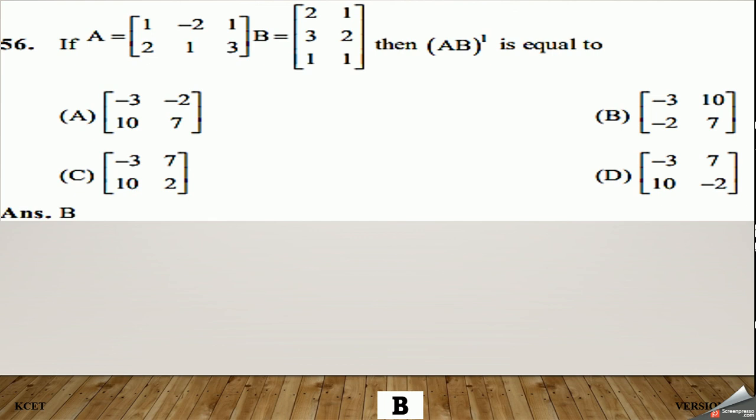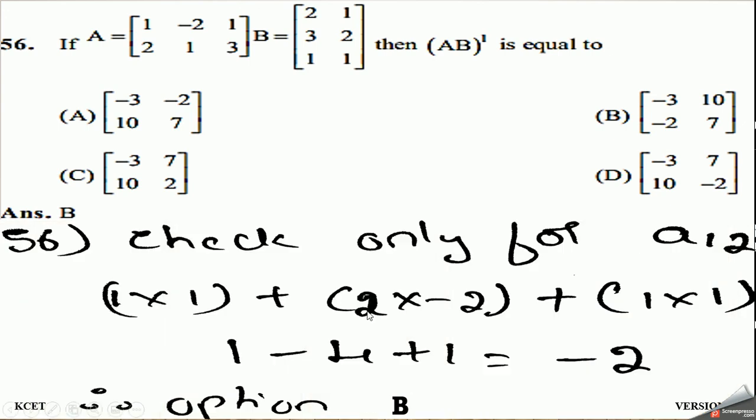Coming to this, AB whole transpose. Now you can check with any one of the options. You can see that minus 3 is common in all the four. In all the four options you have the same values. Only thing is, which option holds, you are going to check.